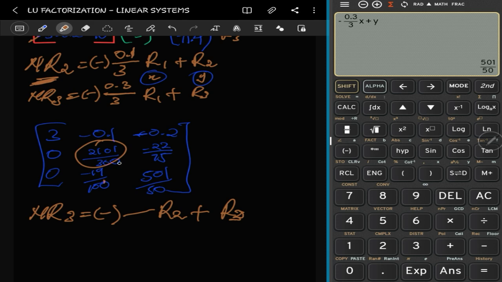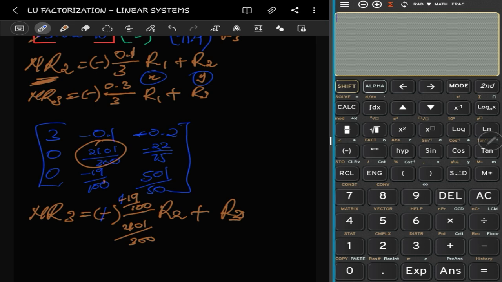Fraction sign, right? The one that is down, the denominator of this one here, what we put here will be coming from the numerator, the upper one, because of how we've done the arrangement. So that will be 2101 on 300, and the numerator will be minus 19 on 100. The negative can cancel out, so it becomes positive. If you want, you can leave everything and punch everything, but it's just work.